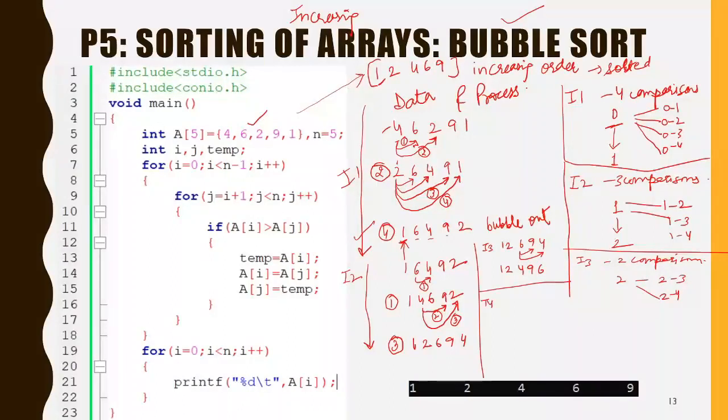Now I will take I4. This should be the last iteration, because we have 1, 2, 4, 9, 6. This is the starting point, and we are looking for this particular position.